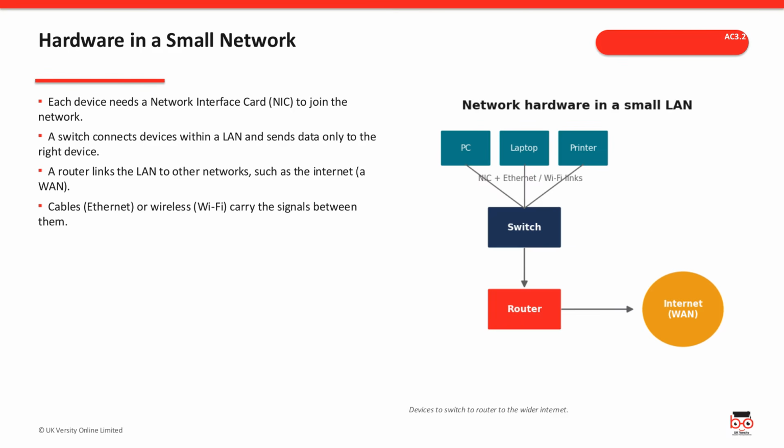Let us build up a small network piece by piece. Every device needs a network interface card, a NIC, to join in at all. A switch connects the devices within a LAN and, cleverly, sends each piece of data only to the device it is meant for. A router then links that LAN out to other networks, such as the internet, and the signals themselves travel either along Ethernet cables or wirelessly over Wi-Fi. So the path runs from your device to the switch, to the router, and out to the wider internet.